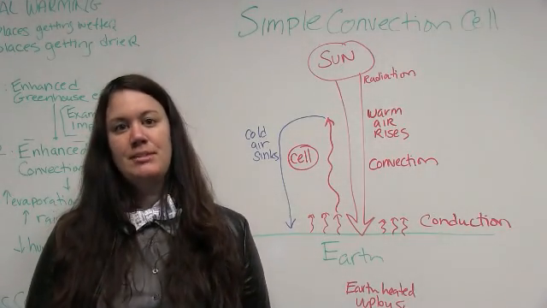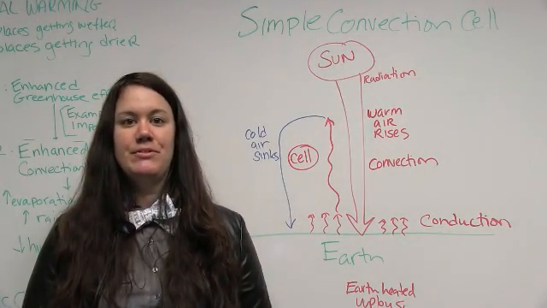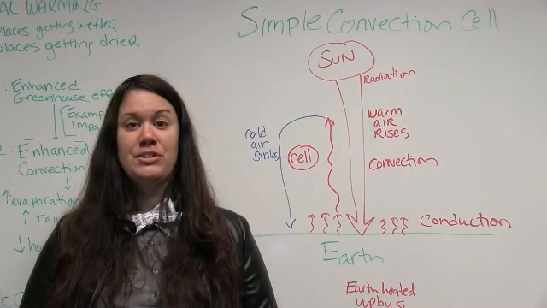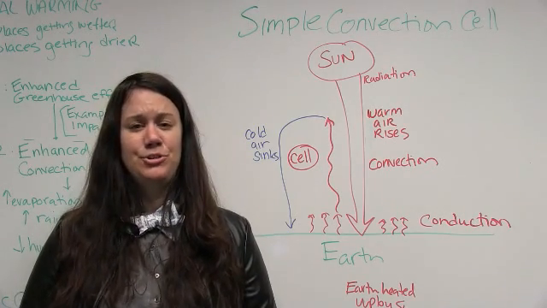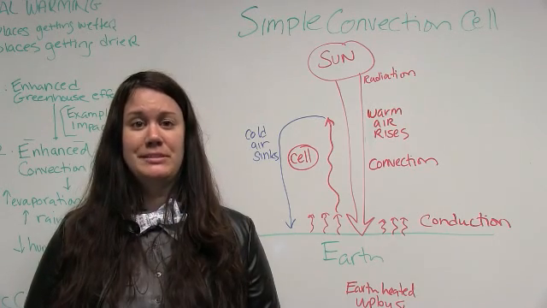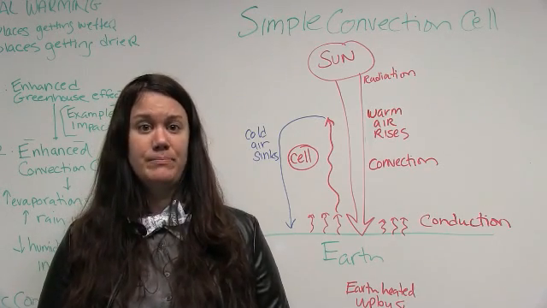Okay, so we just talked about the very basic principles of convection. Now we're going to talk about how this applies to the Earth's climate. And convection is actually super important for how there are many different kinds of regional differences in climate and weather.